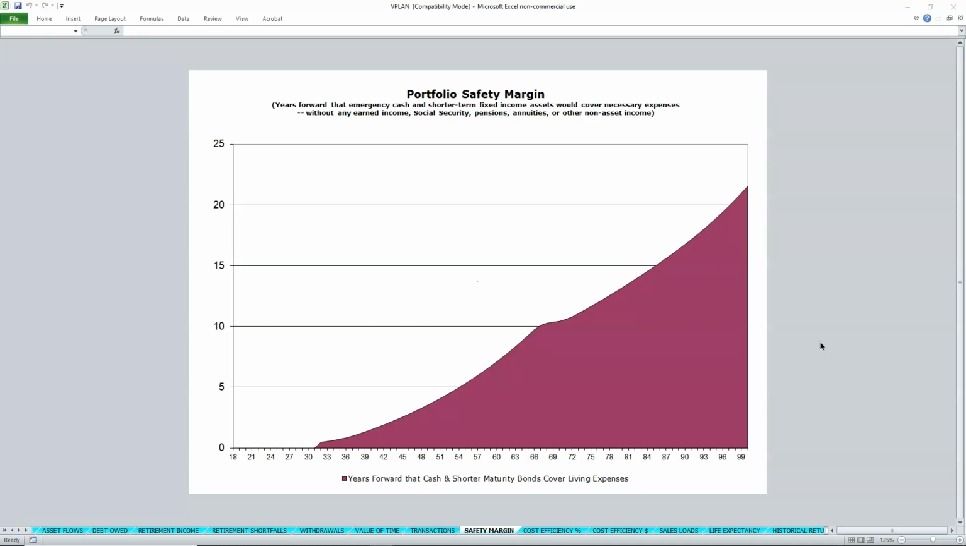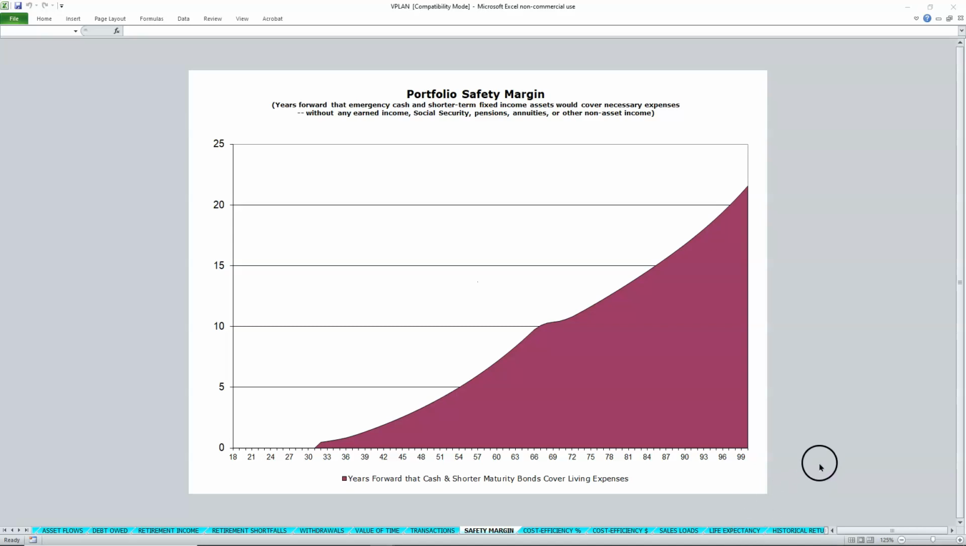Now we will move on to the life expectancy graphic. Note that at this point we will skip 3 of VeriPlan's graphics associated with investment costs: the cost efficiency percentage graphic, the cost efficiency dollar graphic, and the sales load graphic. These 3 investment cost related graphics would only be informative if a user had entered a more complex current portfolio on the yellow tabbed financial assets worksheet, and if that user had researched and entered investment cost details about their specific cash, bond, and stock holdings.